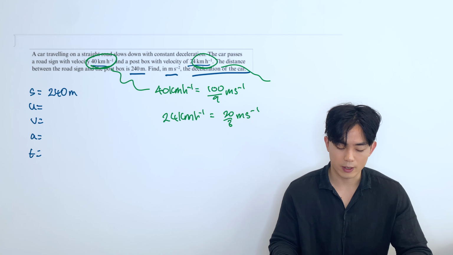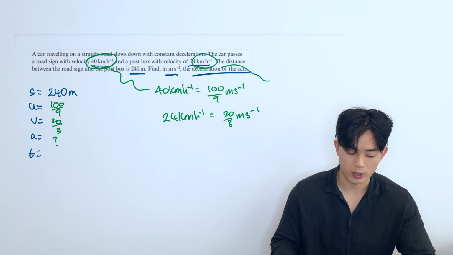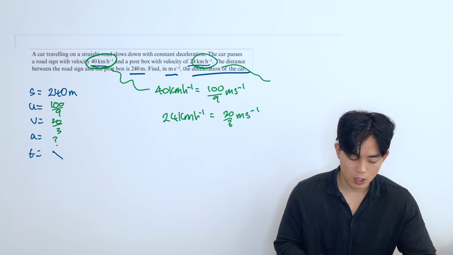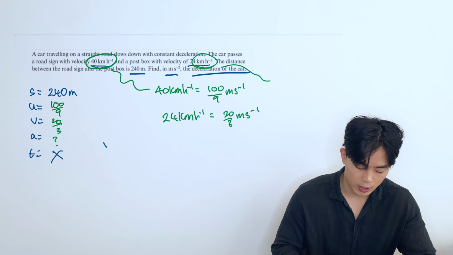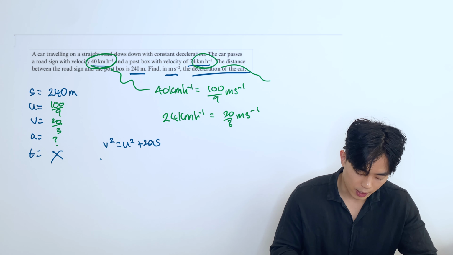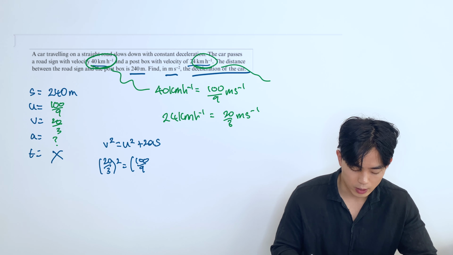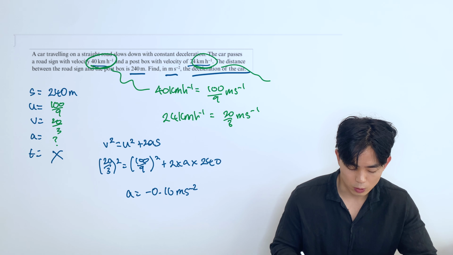So the initial value now for u is 100 over 9, and the final value is 20 over 3, and we're trying to find this acceleration value here. We don't need to know time because we're trying to find acceleration, so I can use the equation v squared is u squared plus 2as. So we're going to have (20 over 3) squared is equal to (100 over 9) squared plus 2 times a times 240, and for a you will get a value of minus 0.16 meters per second squared.